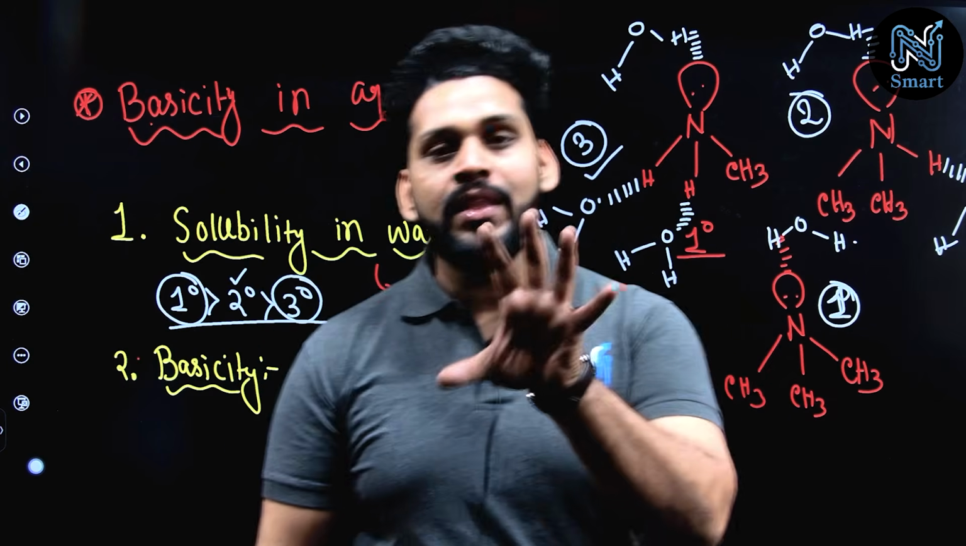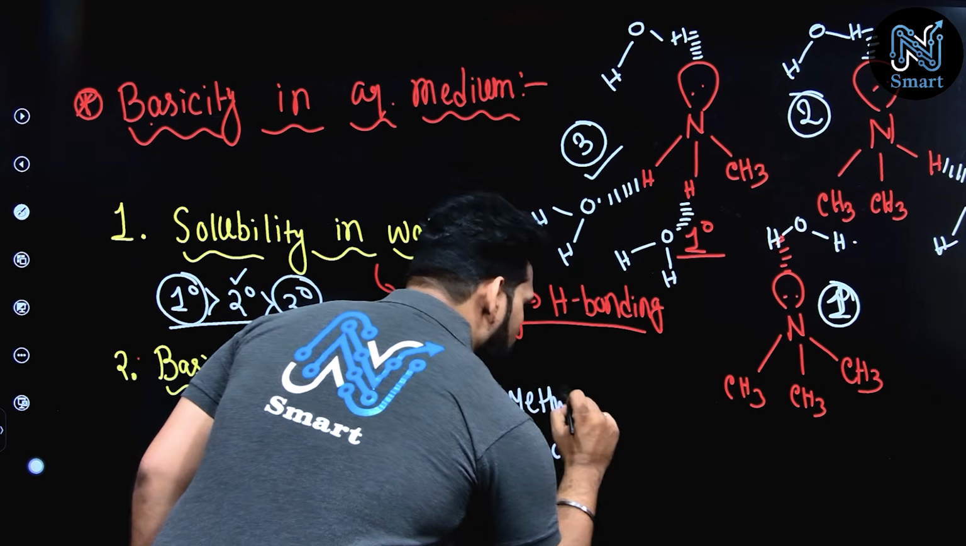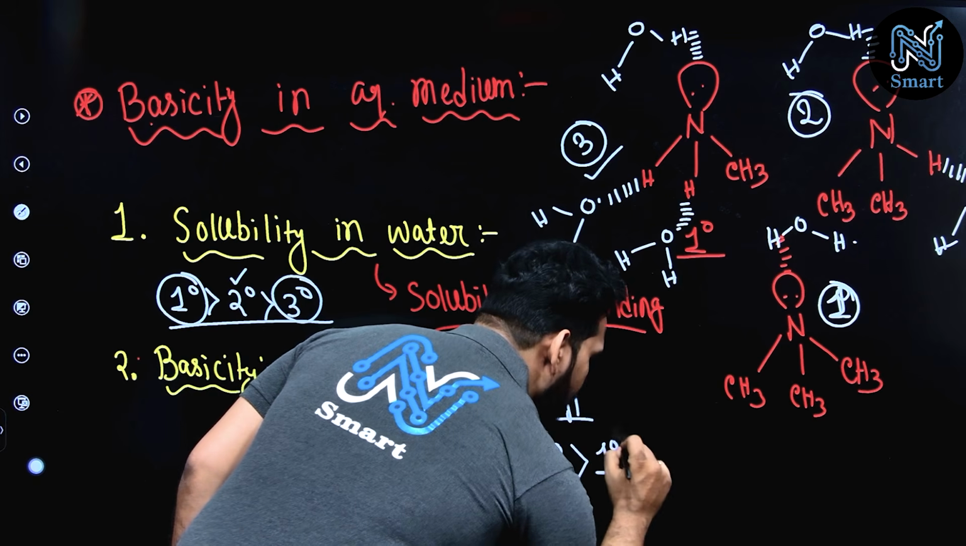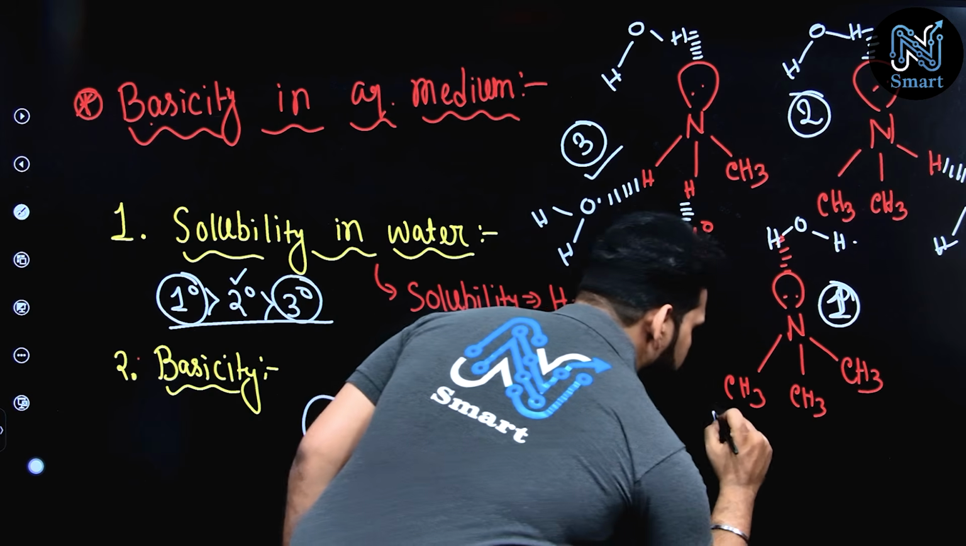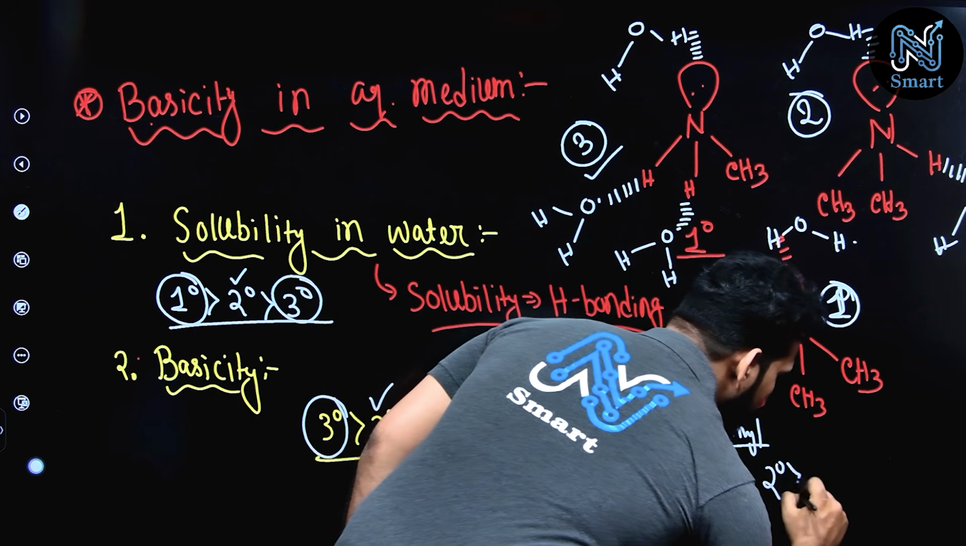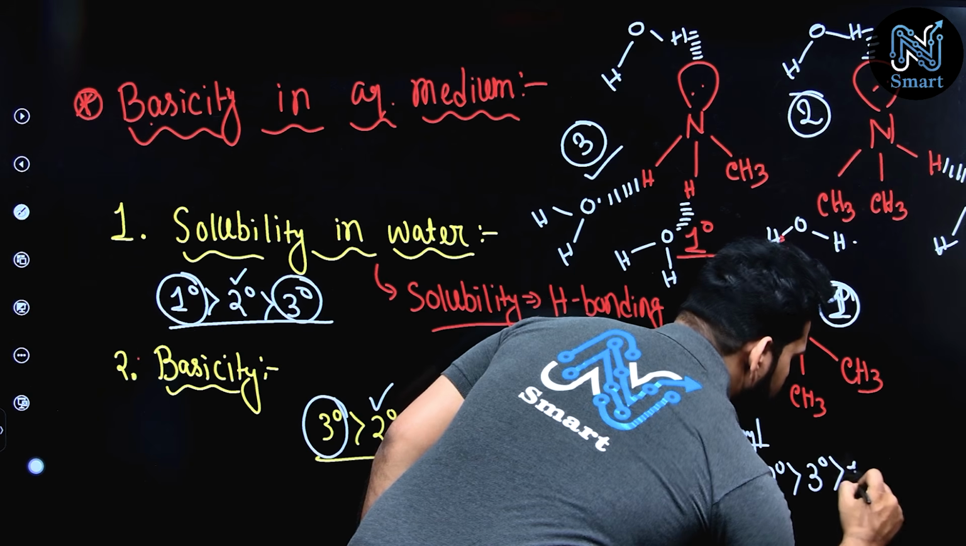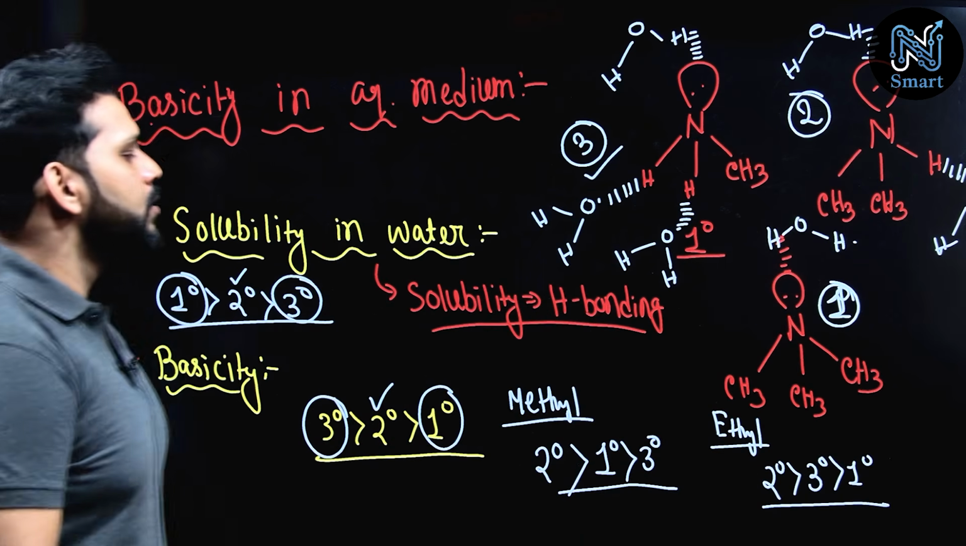Let's say if you have methyl, for that it will be 2 degree, 1 degree, 3 degree. And if you have ethyl, then it will be 2 degree, 3 degree, 1 degree. Okay, so this will be the way to solve this question.